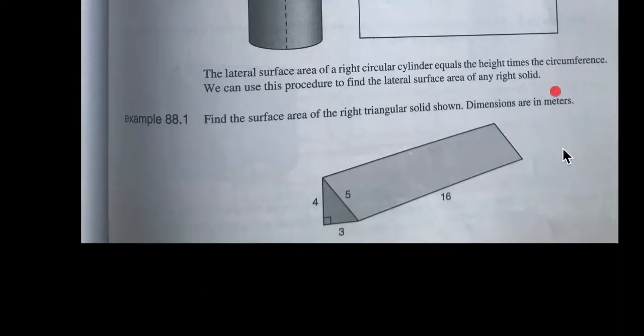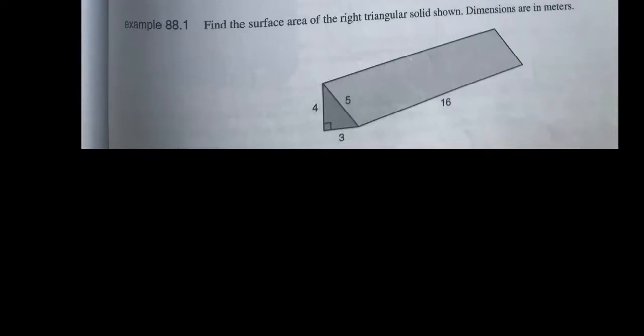The first one we're going to do though is we're going to find the surface area, not the lateral surface area, of this figure right here. Now to find the surface area, we are actually going to find the area of this triangle, the area of that triangle, and then the area of the three other sides. But we're going to use the perimeter method. So pay attention to this. So first let's find the area of the triangles.